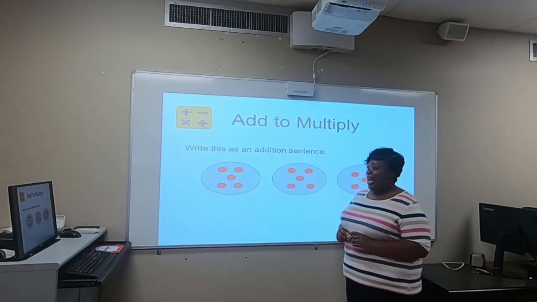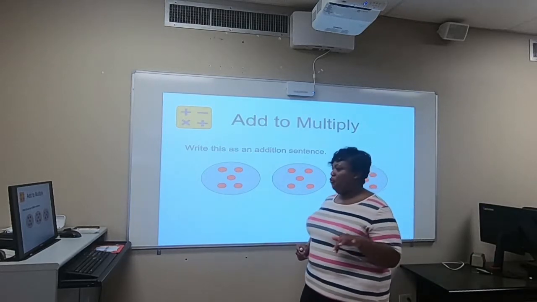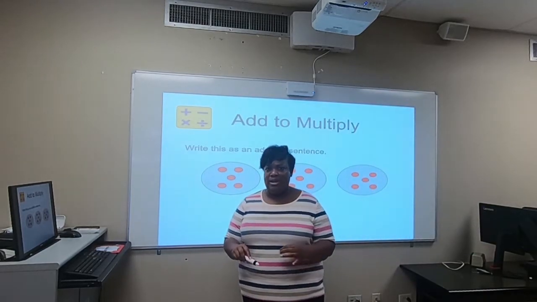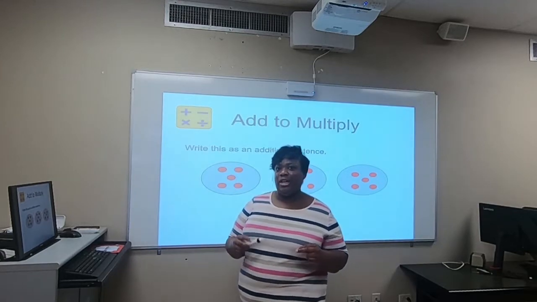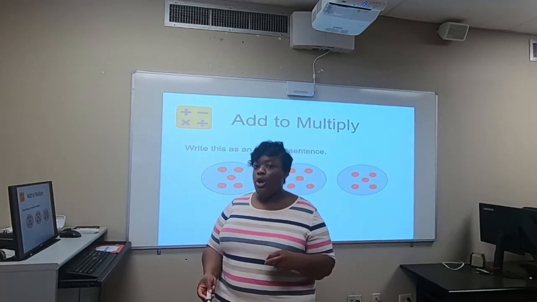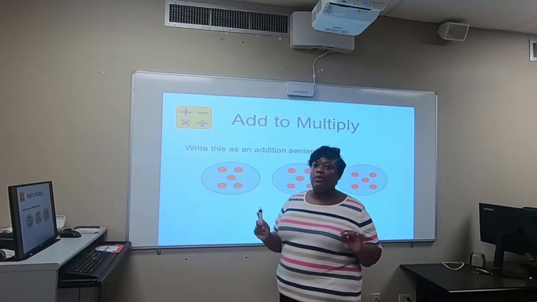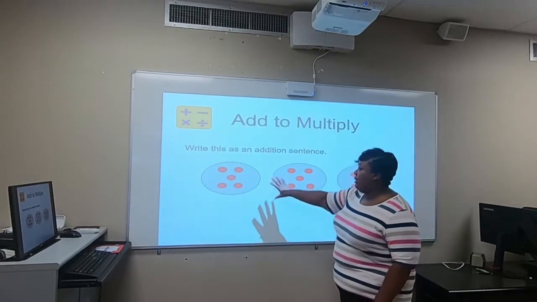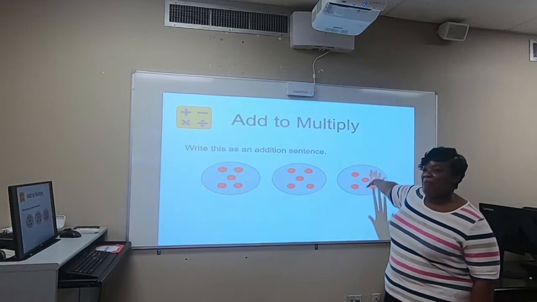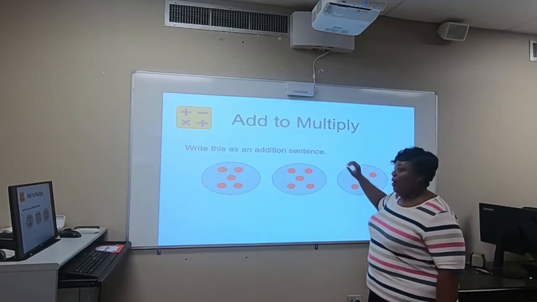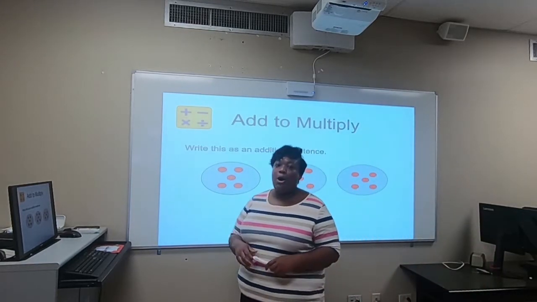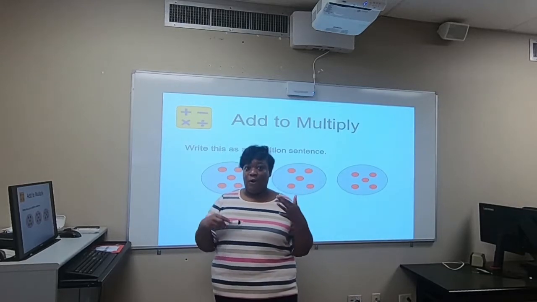Let's write this as an addition sentence. And one thing I want you to remember, the only way to use repeated addition and multiplication is if your groups are equal. You have to have equal groups to relate multiplication to addition. So if I had something where all the groups were not the same, I couldn't multiply, right? I would have to stick to addition. So we're trying to do addition for multiplication.